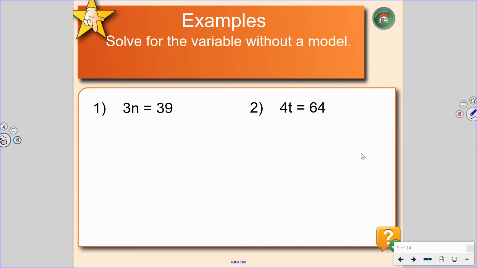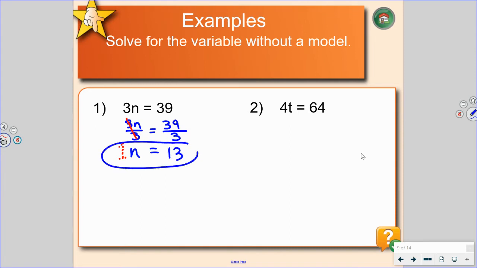3n is equal to 39, but I want to know what a single n is. So we're going to take 3 n's and split it into 3 parts. And naturally, we're going to take 39 and split it into 3 parts. So imagine the M&Ms or the blocks. Imagine the soup cans or the dollar bills. When we split 3 packages into 3 parts, we get a single package. Eventually, I'm going to stop writing that 1. If you were to split 39 into 3 parts, you're going to get 13.